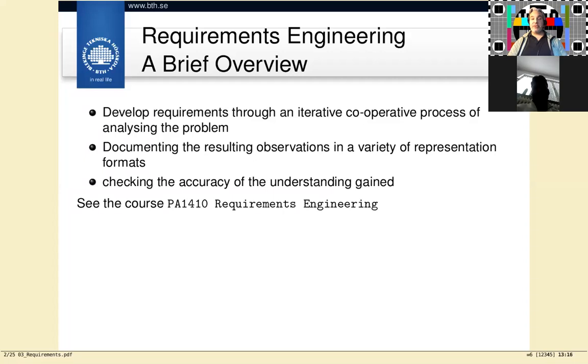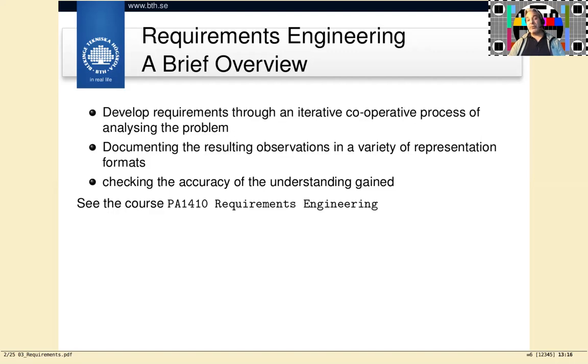So the idea with requirements engineering is it's a cooperative process of analyzing whatever problem it is that you're trying to address with your software system that you're building. And the idea is to figure out what are the requirements on a product that you're trying to build. And then documenting this so that you can use it to build the software, can use it to discuss with the people who ask the requirements, and you can discuss it with the people who pay for the product and any other stakeholders that are involved as well.